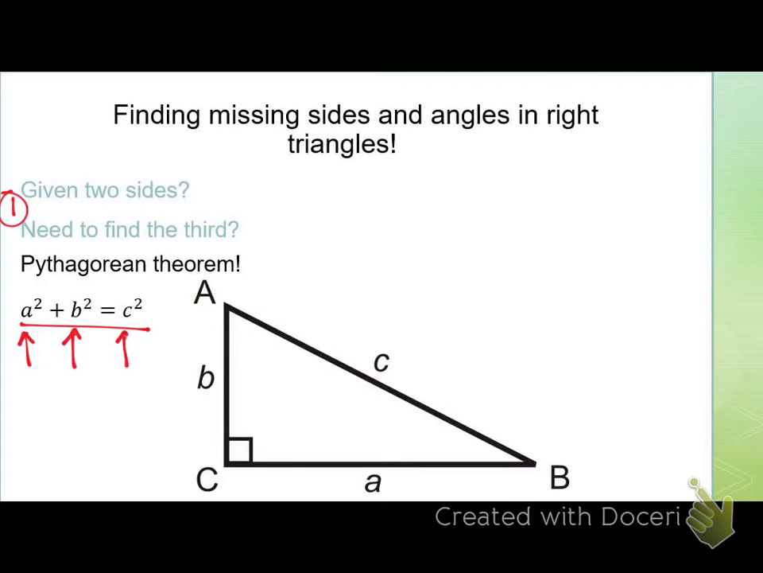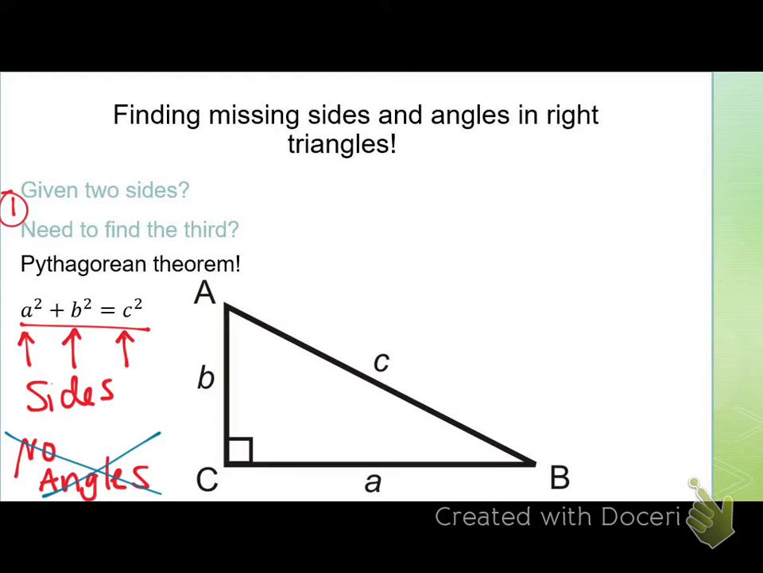Notice that all of the letters are lowercase. What do lowercase letters mean to me? They're sides. So can I plug an angle into the Pythagorean theorem? No. It only deals with the side lengths. So no angles. Not ever. You can't plug an angle into the Pythagorean theorem. You can't find an angle using the Pythagorean theorem. You will only ever use it for sides. And in this specific case, you're given two sides, you need to find the third. You're going to use the Pythagorean theorem.